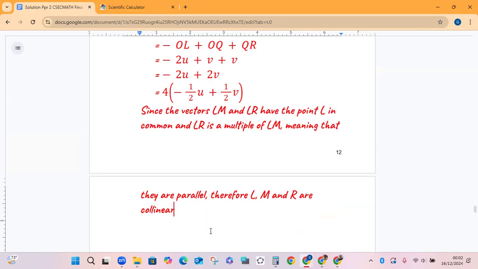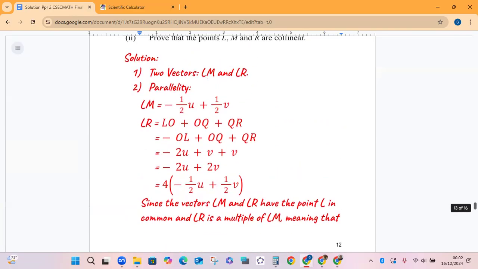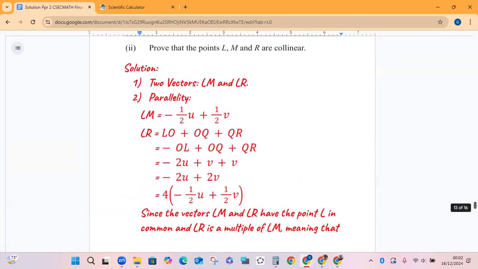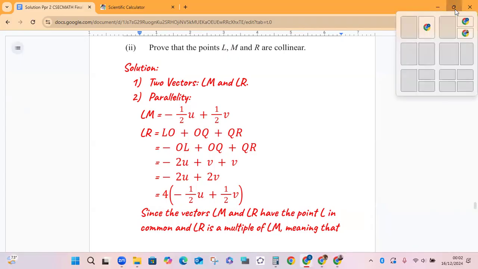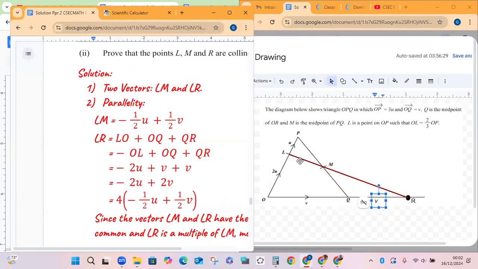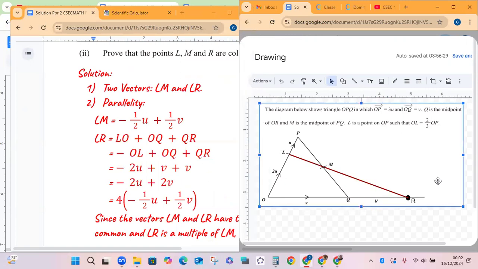Okay, please don't confuse. Vectors are not collinear. It's points that are collinear. Vectors can be parallel or have points in common. So the points L, M, and R are collinear, meaning they fall on the same line. You can find them on the same line.